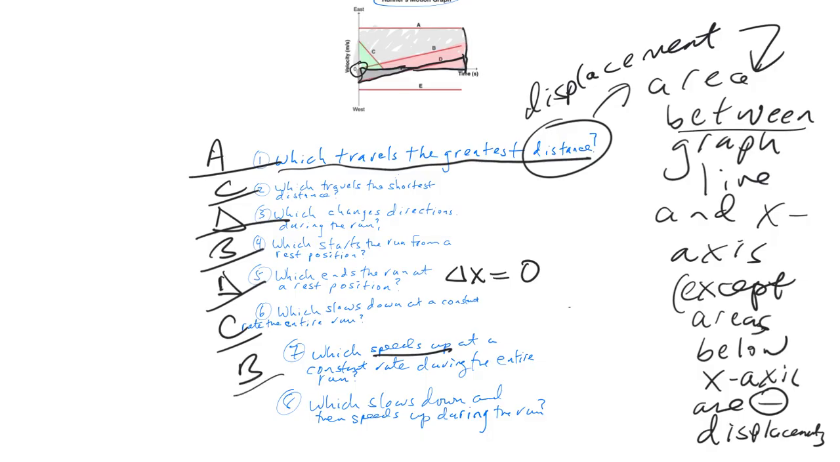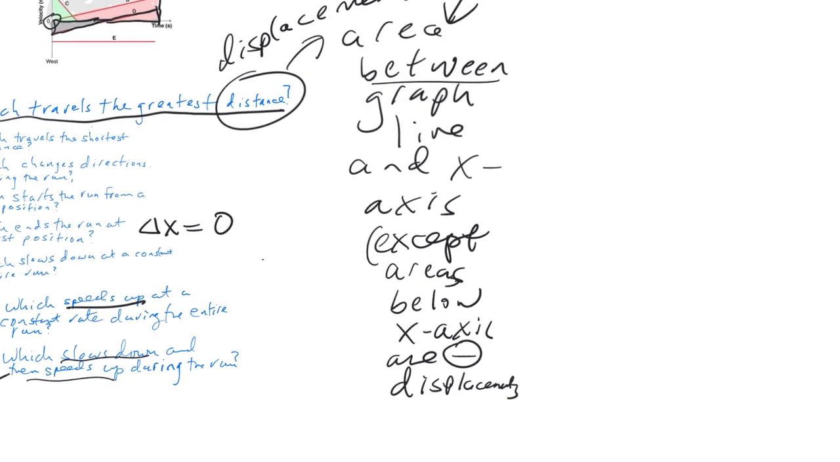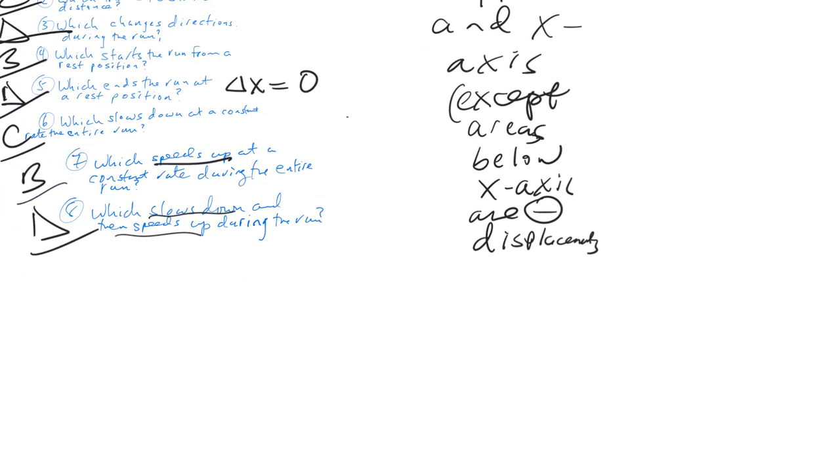So which runner slows down and then speeds up? So he's going closer to the x-axis and then he's going further from the x-axis, the graph line. And that would be choice D. So those are conceptual questions, checking if you understand concepts.